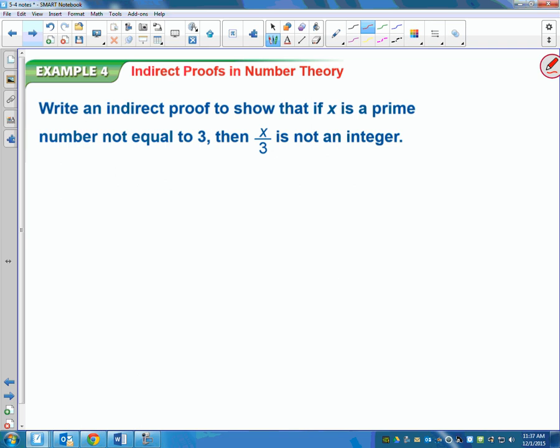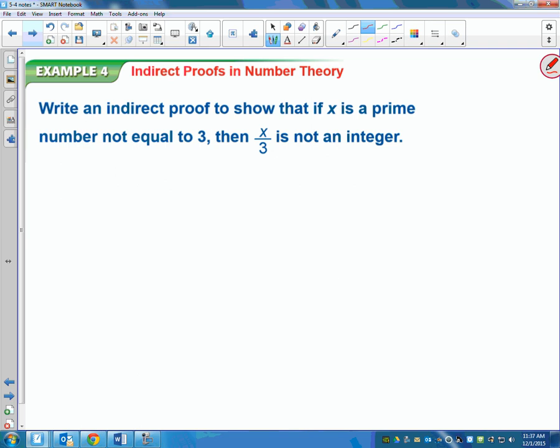A number with no factors other than 1 and itself, right? So it says, write an indirect proof to show that if x is a prime number not equal to 3, then x over 3 is not an integer. What's an integer? Not fractions, not decimals, right?